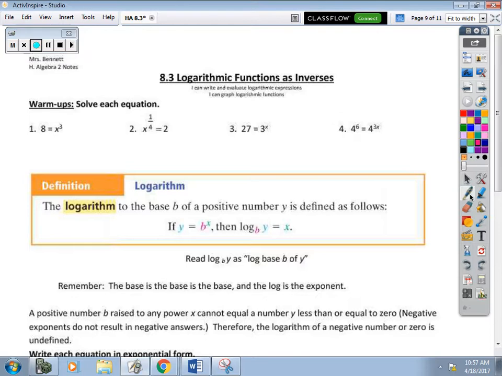All right, today we are finally starting logarithms, which many of you saw in your CDTs, the word log. We're going to find out what those are today.